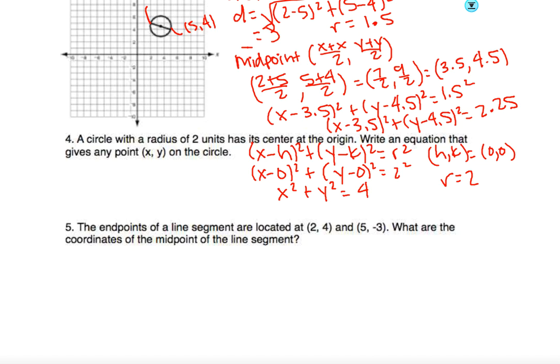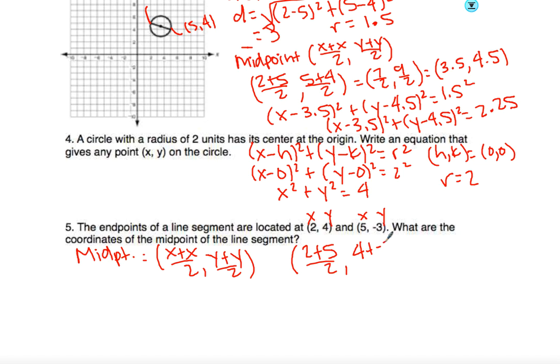On number 5, it says the endpoints of a line segment are located at (2, 4) and (5, negative 3). What are the coordinates of the midpoint of the line segment? Because you are finding the midpoint, you need to use the midpoint formula. Your midpoint formula is (x plus x over 2, y plus y over 2). Your x coordinates are going to be 2 and 5. Your y coordinates are going to be 4 and negative 3. So you're going to have (2 plus 5) over 2 and (4 plus negative 3) over 2. You can turn that into 7 over 2 and 1 over 2.